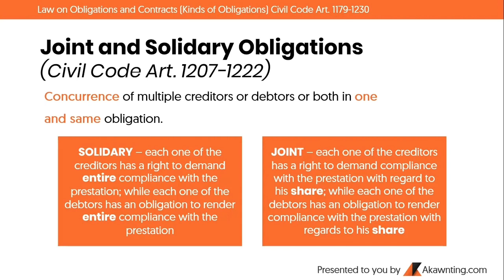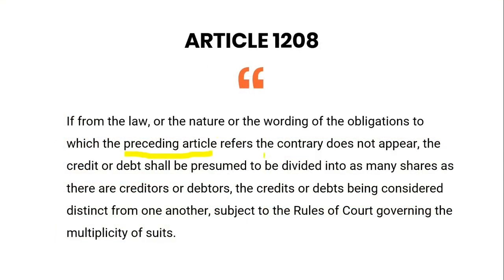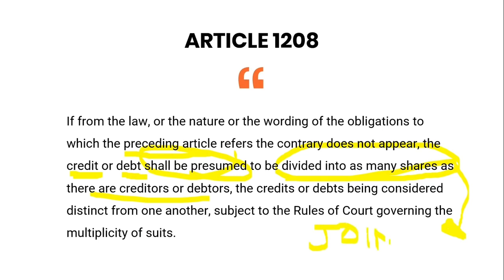Okay, so actually yung Article 1208 dito natin napulot yung general rule wherein kapag hindi binanggit sa problem whether it is a joint or solidary obligation, or whether multiple creditors or multiple debtors are joint creditors or solidary creditors or joint debtors or solidary debtors. Sa Article 1208, sabi niya, the credit or debt shall be presumed to be divided into as many shares as there are creditors, implying na between joint and solidary, if walang nabanggit or hindi malinaw, we will favor joint. Okay, so joint siya.